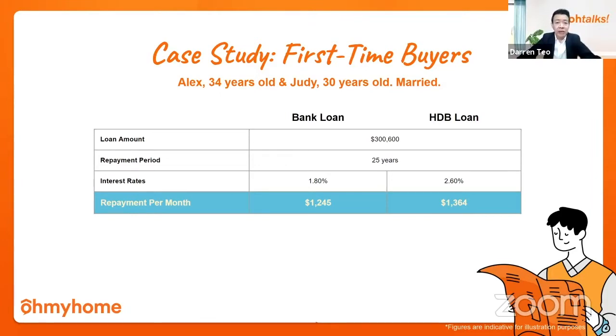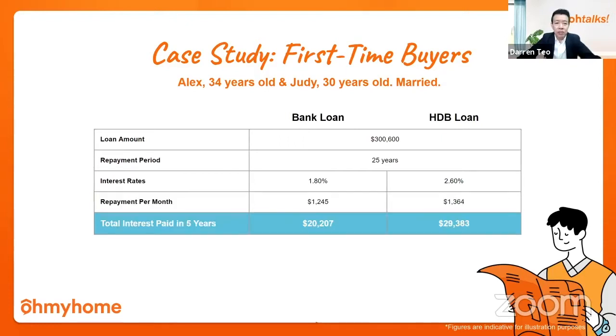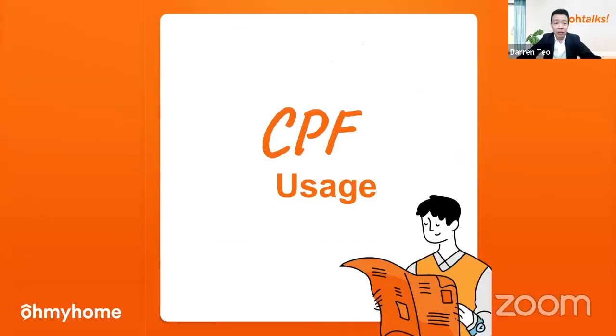So now that we have gone through and compared the different types of loans, what would we be looking for when we are using CPF for mortgage repayments? Is there anything to note? Okay, Darren, generally people want to use CPF to pay for their loan installments. This way, they get to conserve as much cash as possible.